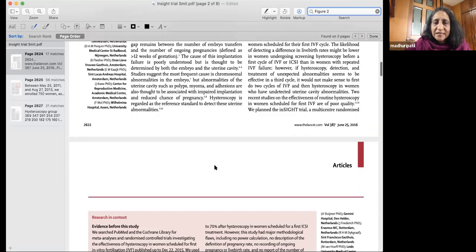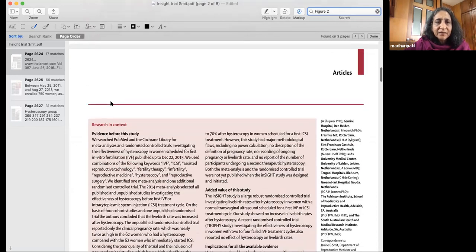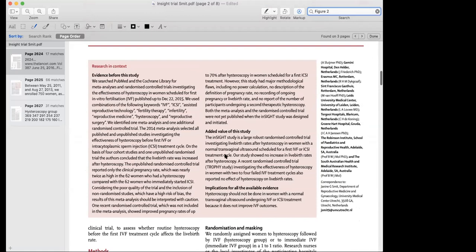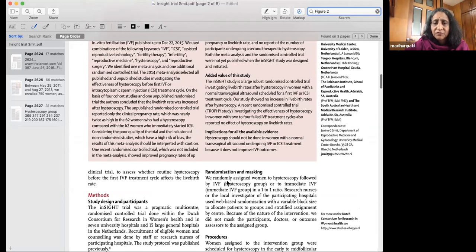So basically, you can see that this was a multi-centric trial, and they looked at the evidence before the study, and then said that this has added value, saying that it's not useful. They have also given implications of all the available evidence, which says that even if you compare several papers, it has not been of any benefit. And you can see it's right from the US and European countries to Australia and some Asian countries. There are researchers from there.